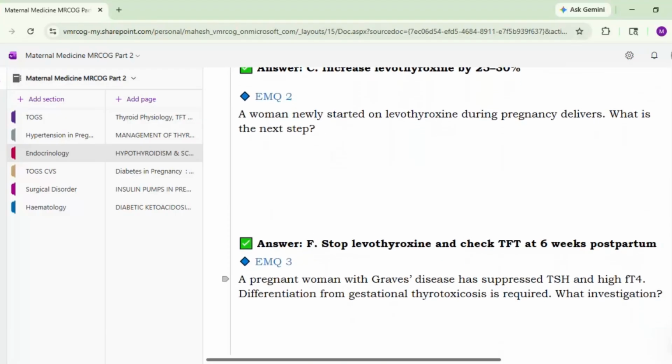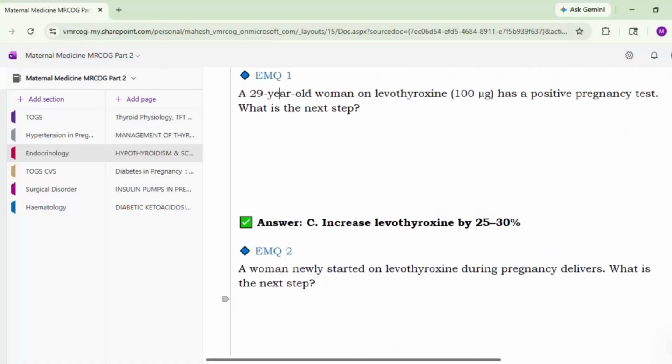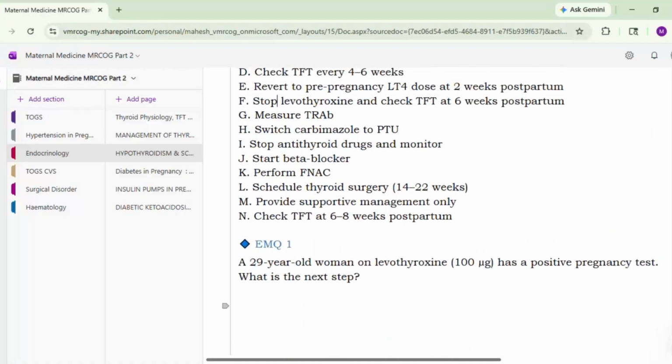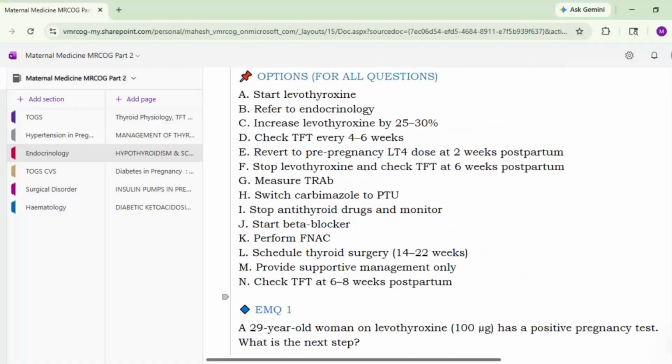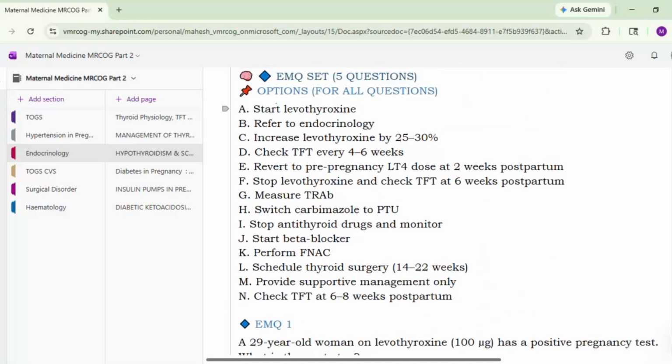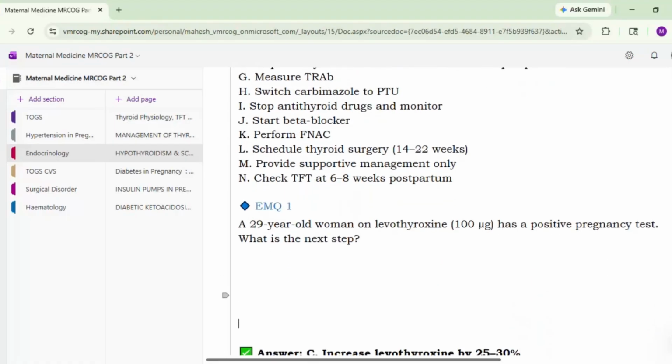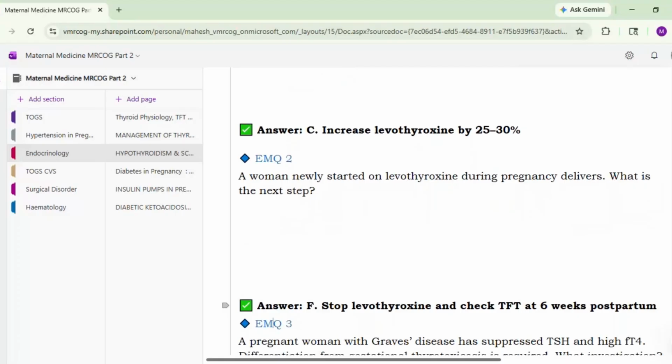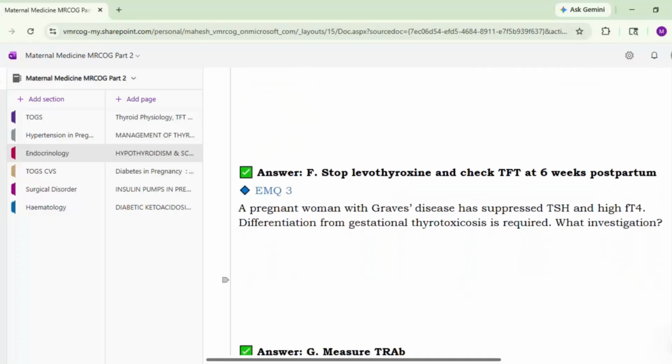Next. A pregnant woman with Graves' disease has suppressed TSH and high free T4. Differentiation from gestational thyrotoxicosis is required. What investigation is done? It is TRAB and free T3. FT3 and TRAB you will do. Do you have any such options? Option G is the closest, which will measure TRAB. So you are getting used to the EMQs now, analyzing them very properly.